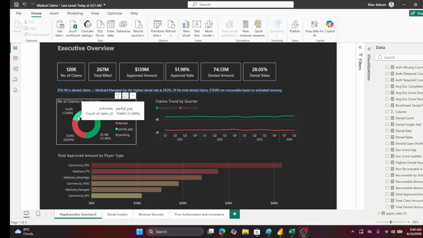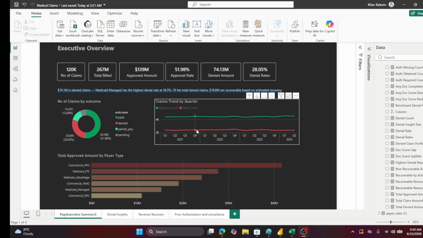Partial pay 15,469, and then we have pending claims at 8,488. Claim trends by quarter. The green line is approval and the denial is the red line, and these are the quarterly trend.